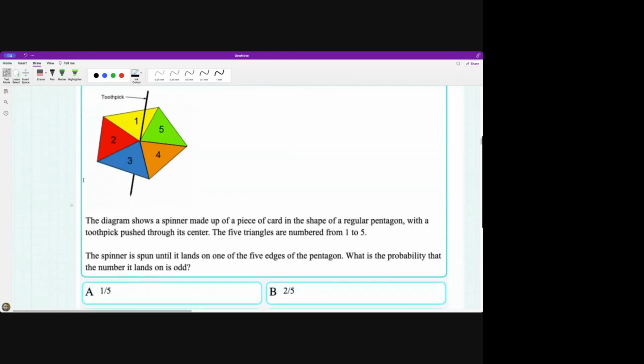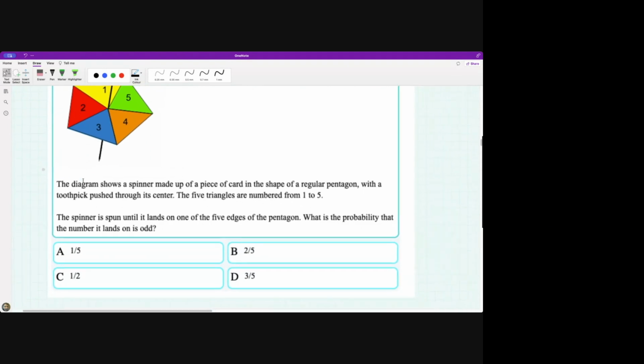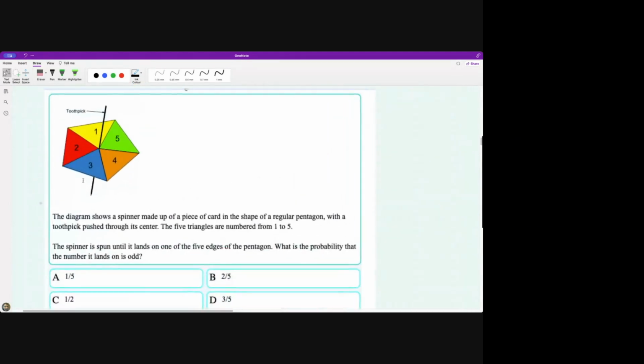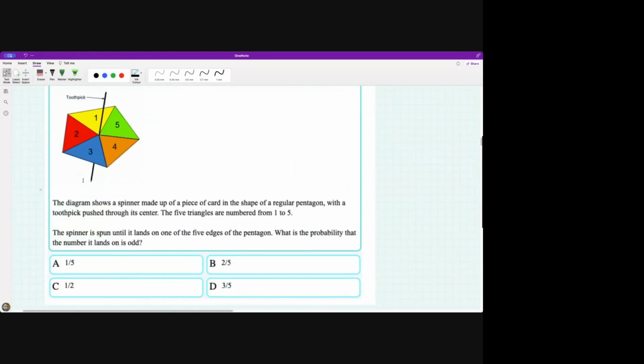All right, let's do another multiple choice question. I want you to do this all by yourself. There's a toothpick made up of 5 triangles with numbers on it. Read through the question and tell me which one you think is true.